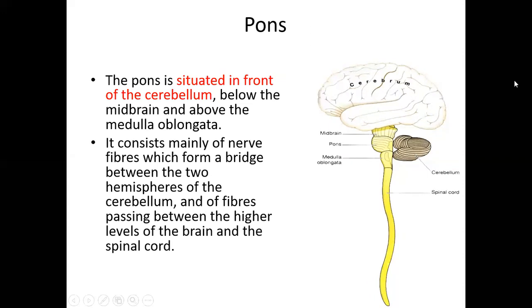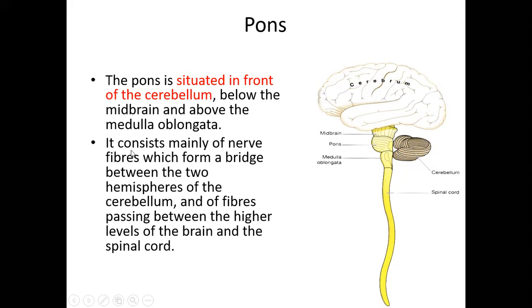Then we have the pons. So here is the pons. This is called the pons. The pons is situated in front of the cerebellum. As I said, the cerebellum will be behind, and just opposite to that will be the pons. Below the midbrain and above the medulla oblongata. It will be between the midbrain and the medulla oblongata. Midbrain will be above, and the medulla oblongata will be below, and in between is the pons.